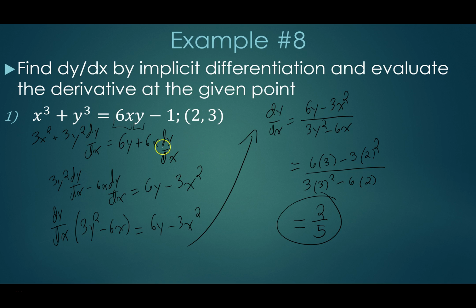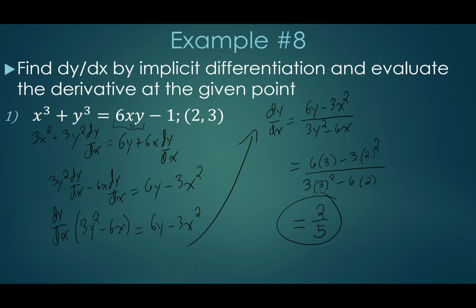So, to solve for dy/dx, we need to move all the dy/dx's to the left side, and everything else to the right-hand side. That's why it's 3y squared dy/dx minus 6x dy/dx equals 6y minus 3x squared. I factor out the dy/dx to get 3y squared minus 6x. We then divide by it to get the expression 6y minus 3x squared over 3y squared minus 6x. You then plug in 2 for x, 3 for y. You work it out and get your answer. It should be a positive 2/5. So at this point, just doing the exact same process of solving for dy/dx, we now just plug in a coordinate point for x and y into our final answer.